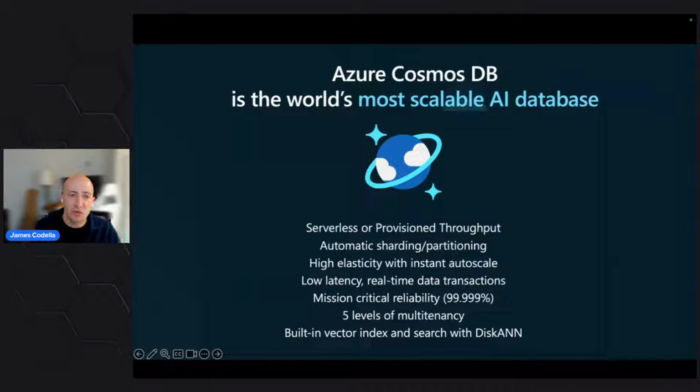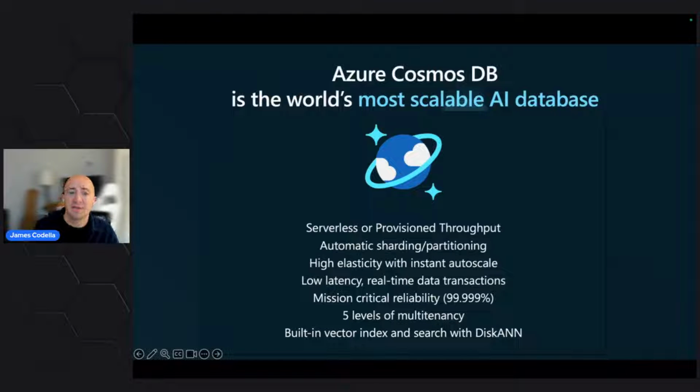Cosmos DB is also known for its high elasticity with instant autoscale. So when you have periods of very high demand, Cosmos DB can scale seamlessly and instantly to accommodate the high traffic of inserts, deletions, queries, all sorts of operations that you would expect from a high-speed transactional database. Cosmos DB can do this at any scale and scale up for you when you need it and scale back in for you when the traffic subsides.